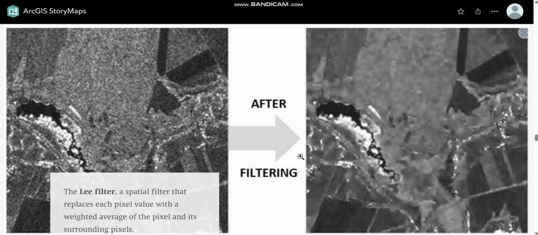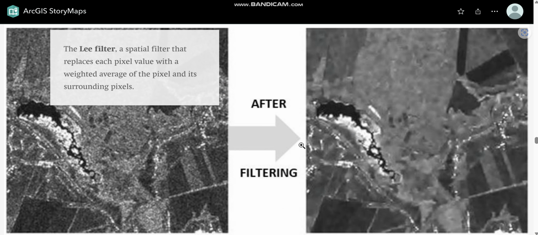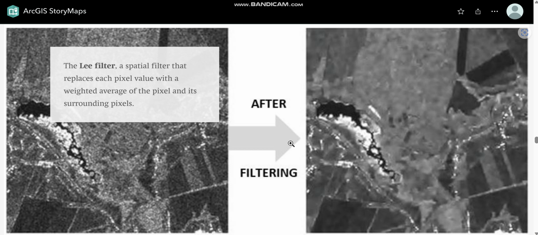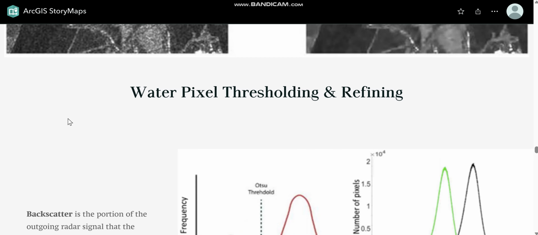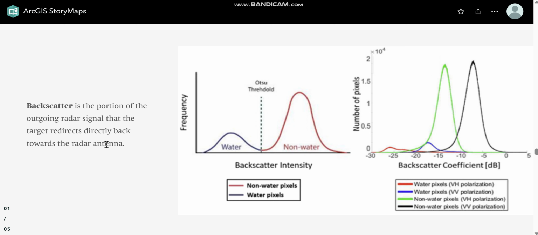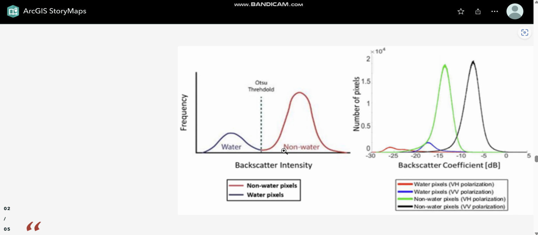Many filtering techniques have been used, including speckle filtering, so that we have a refined version of the VV polarized layer. The Lee filter technique has been used, which uses the weighted average of the pixels surrounding each pixel. More filtering techniques have been used to refine the results. Water pixel thresholding, Otsu thresholding, has been used, which is done through the backscatter value. The DN number is converted into log scale for a better contrast view, and the water pixels have been classified from the non-water pixels.